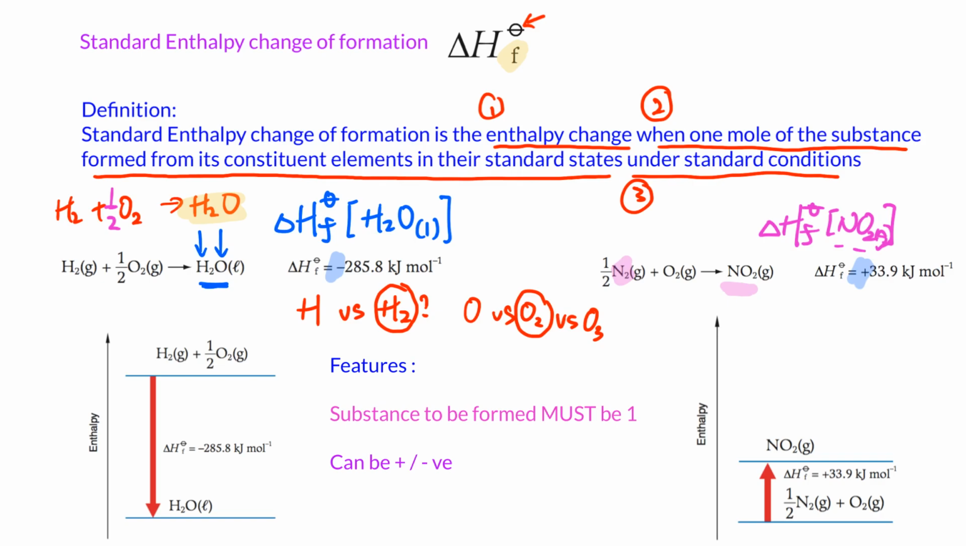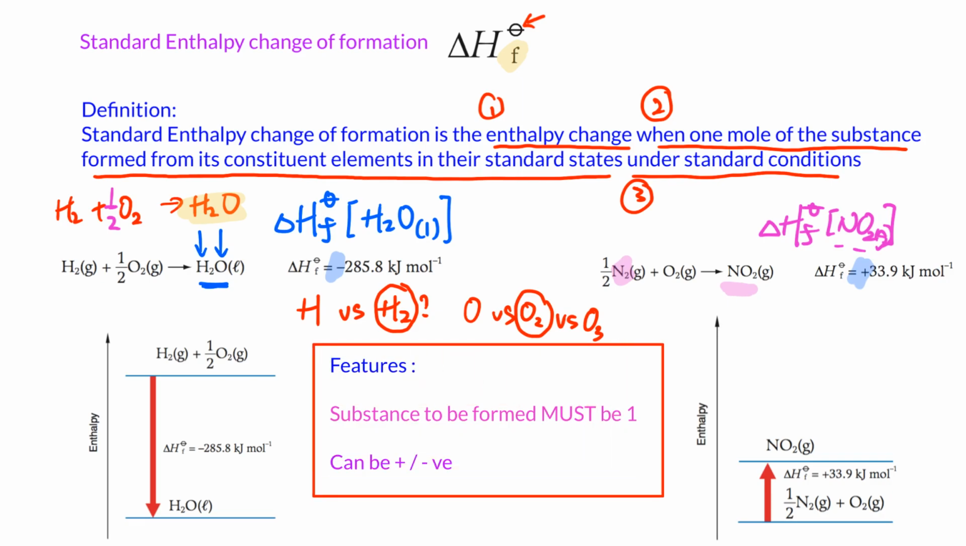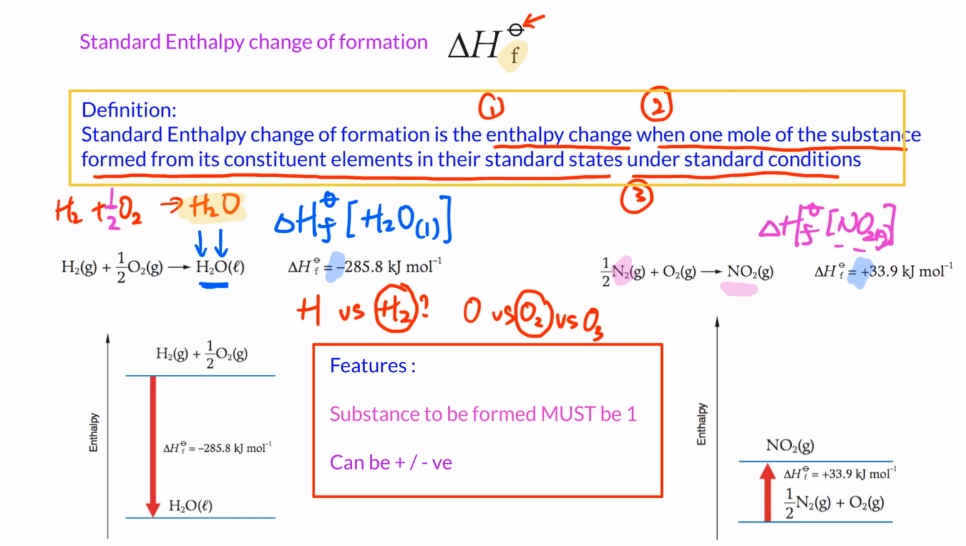So for the features of these values, first of all, you have to know that the substance to be formed has to be 1 mole, and also the value can be positive or negative. Other than that, do pay attention: you are required to memorize the definition of standard enthalpy change of formation.